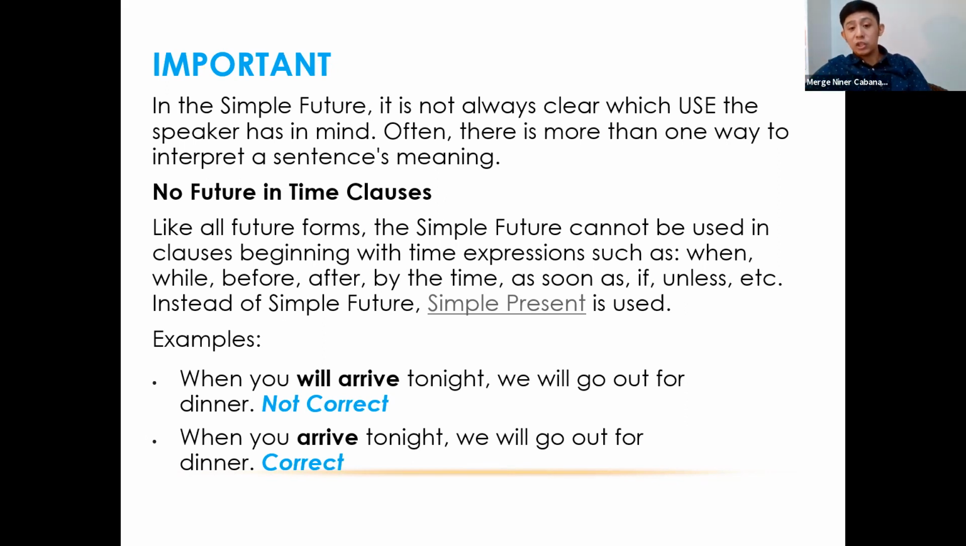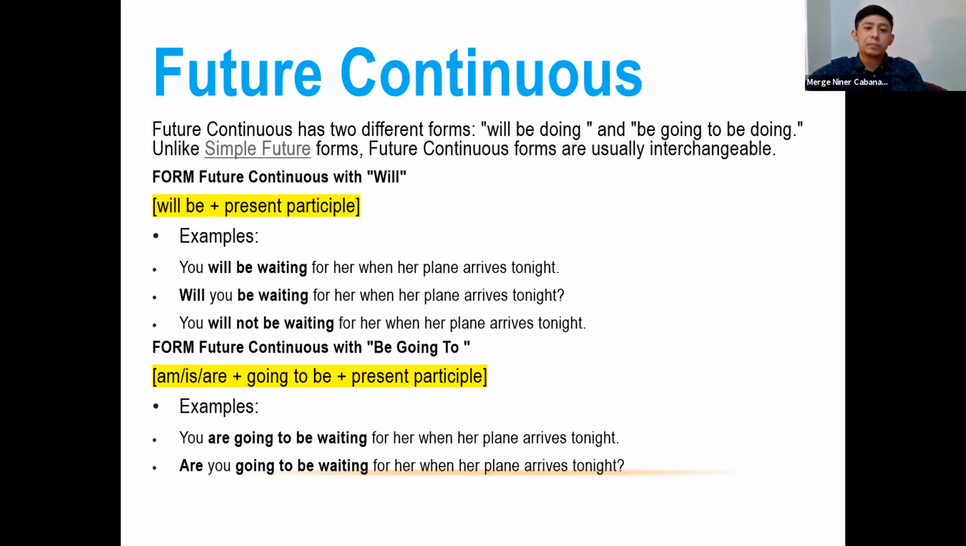Instead of the simple future, we use the simple present. Take a look at this. "When you will arrive tonight," that's wrong. "When you arrive tonight," that is correct. Okay, we will go out for dinner.